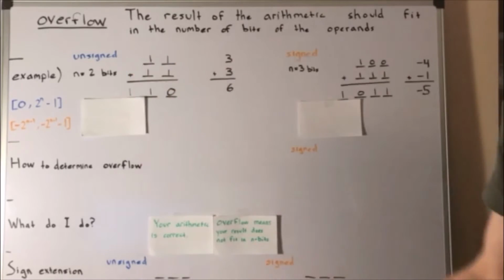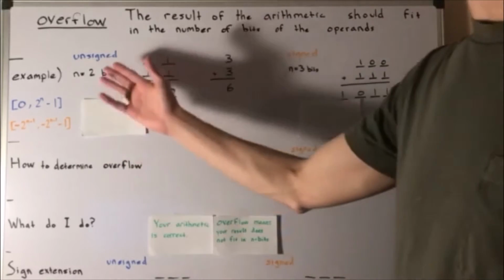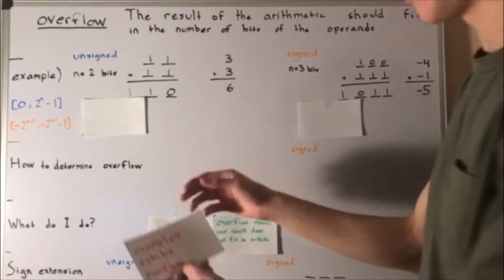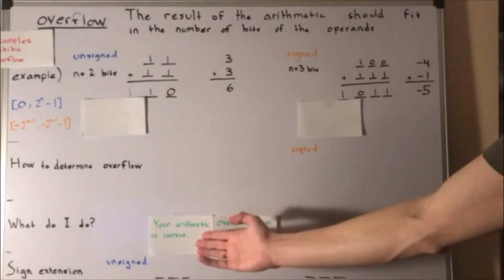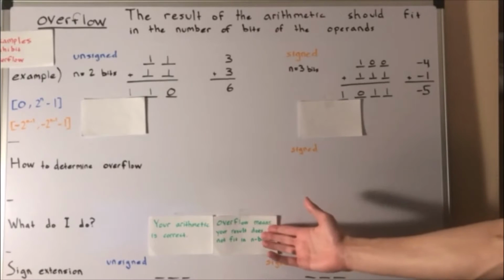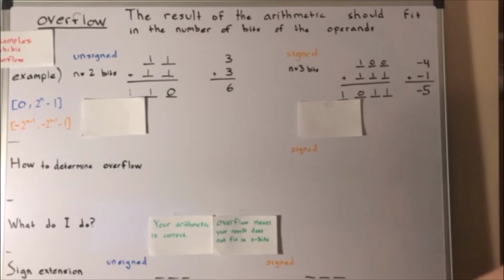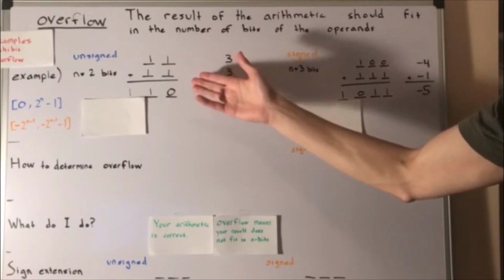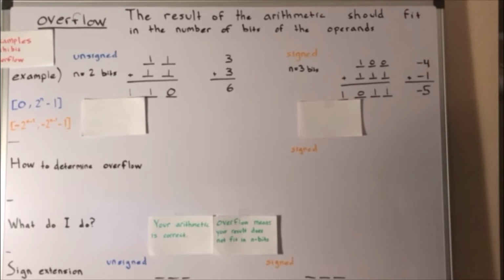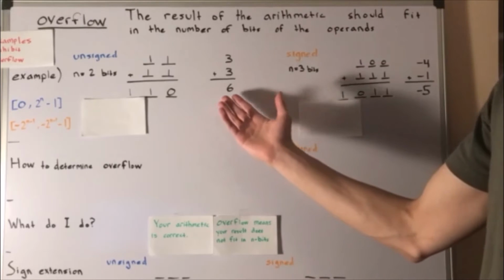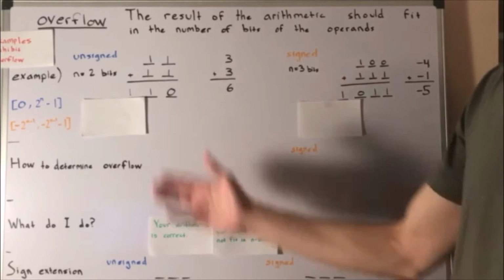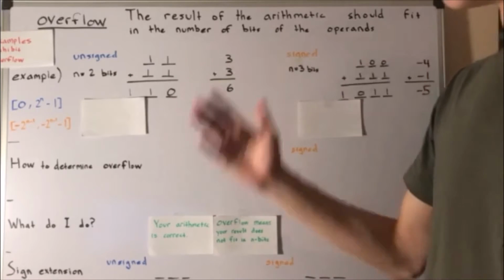Here is an unsigned example using n equals 2 bits and the color-coded range of numbers that n bits can represent. And so this example exhibits overflow. It's important to remember, your arithmetic is correct. Overflow means your result does not fit in n bits. So we have binary 3 and 3. You add 3 and 3 and you get 6 in binary. And you have overflow because 6 in binary does not fit in the number of n bits that you used. You used 2 bits in your operands and your result uses 3 bits.